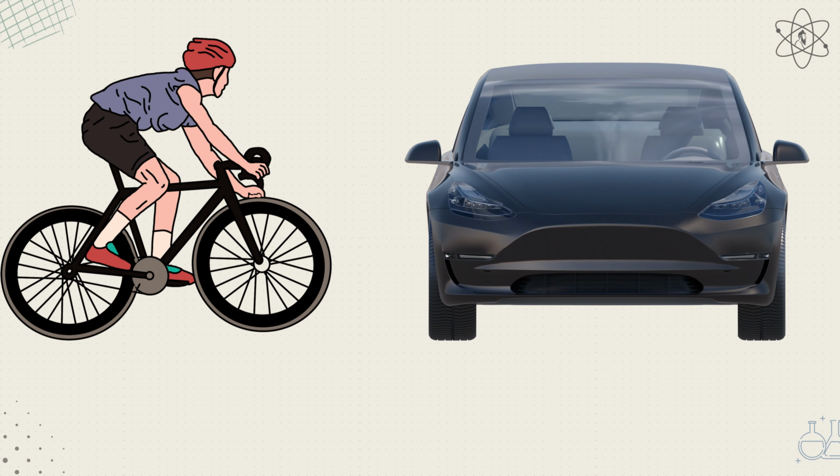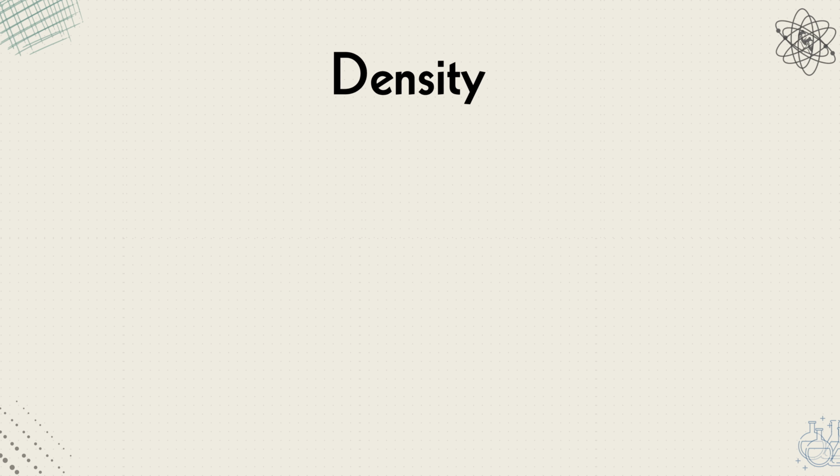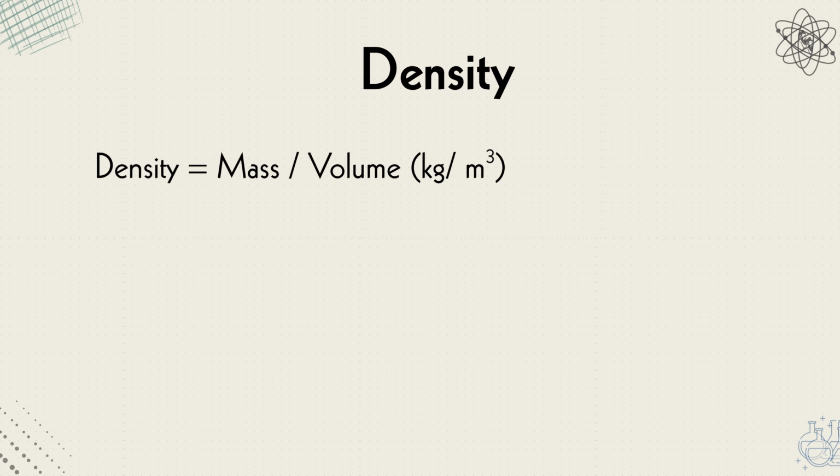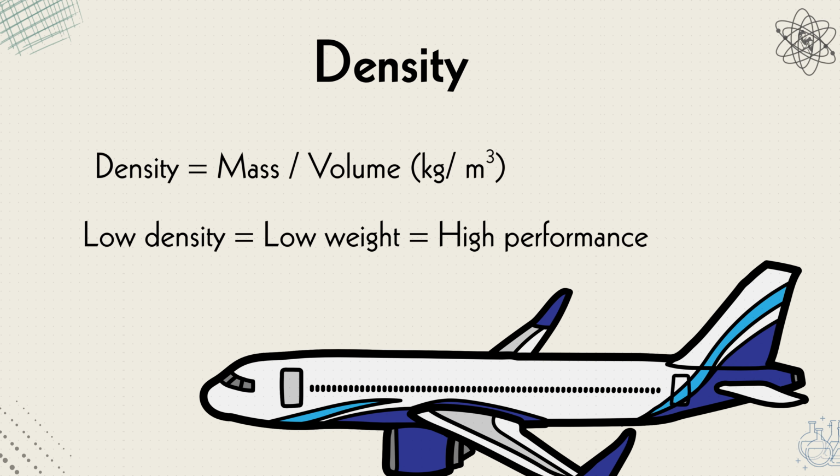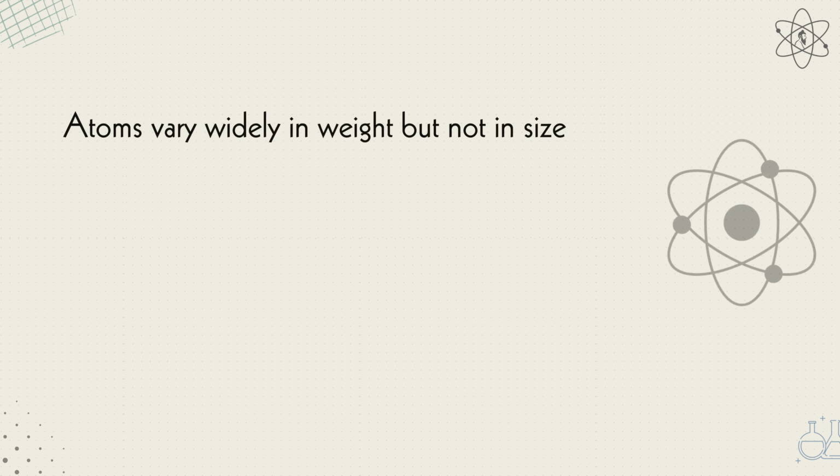Many applications like sports gear and transport systems demand low weight, which depends partly on material density. Density is mass per unit volume and is measured in kg per meter cube. Choosing low density materials helps reduce overall weight without compromising performance.